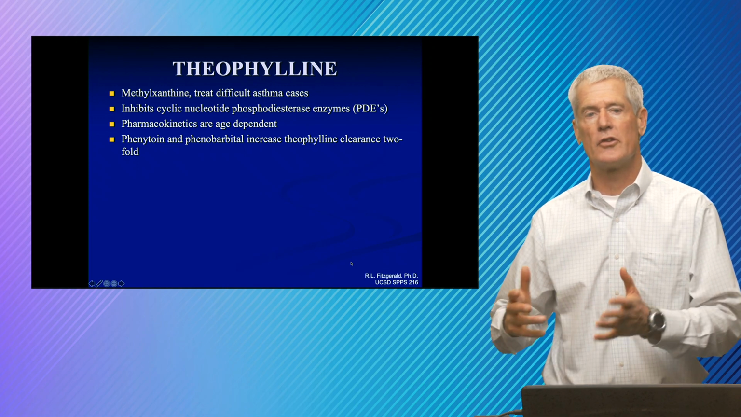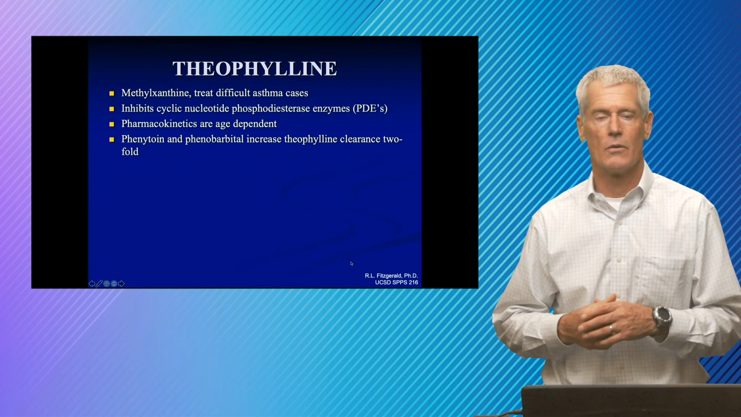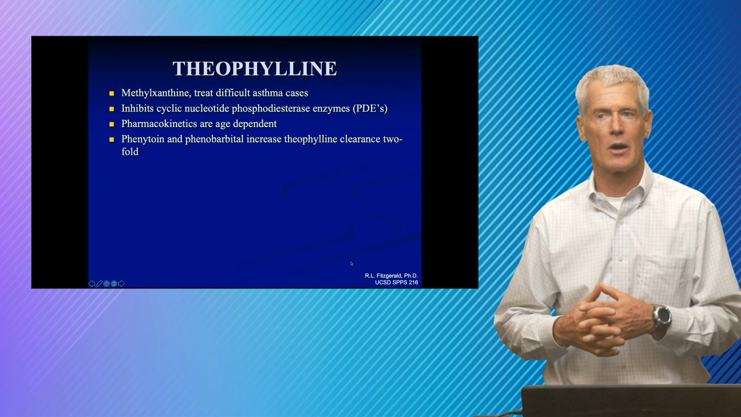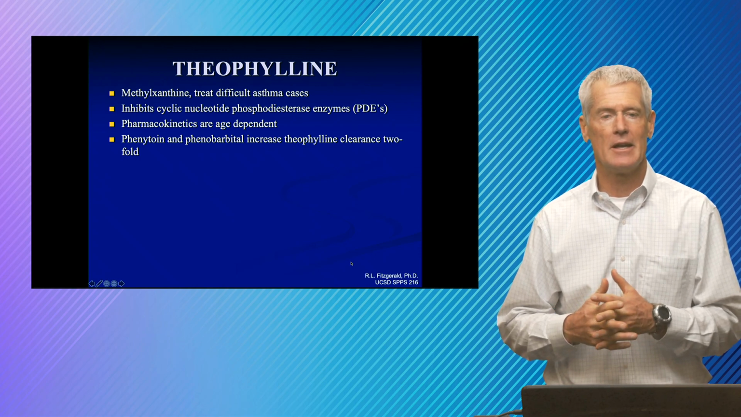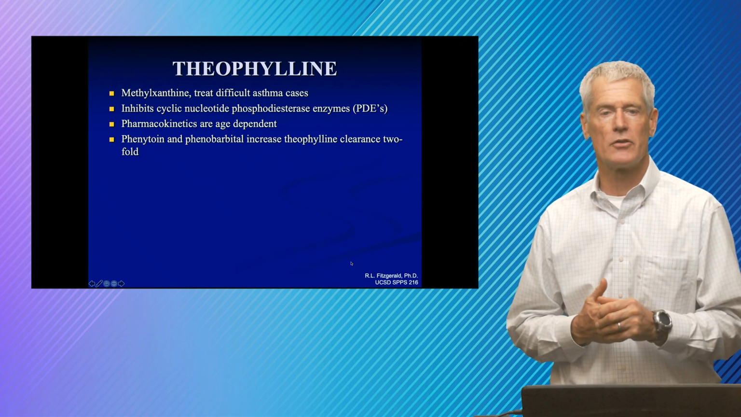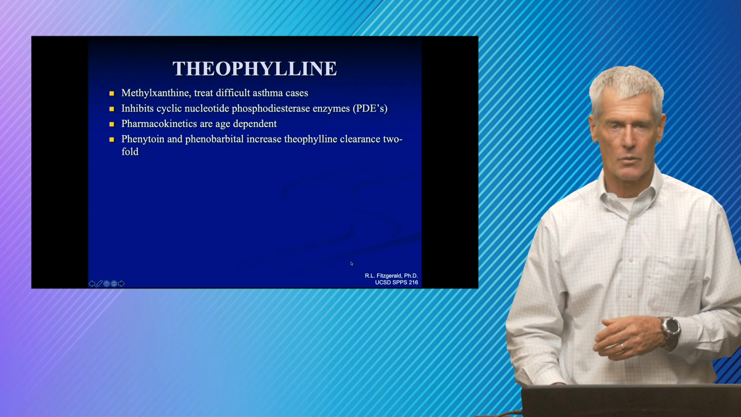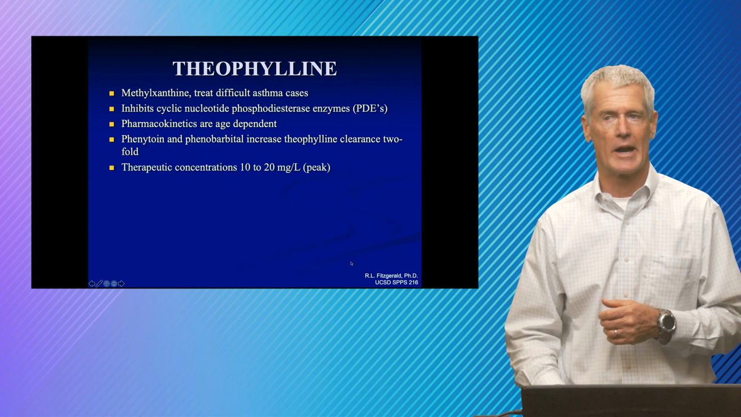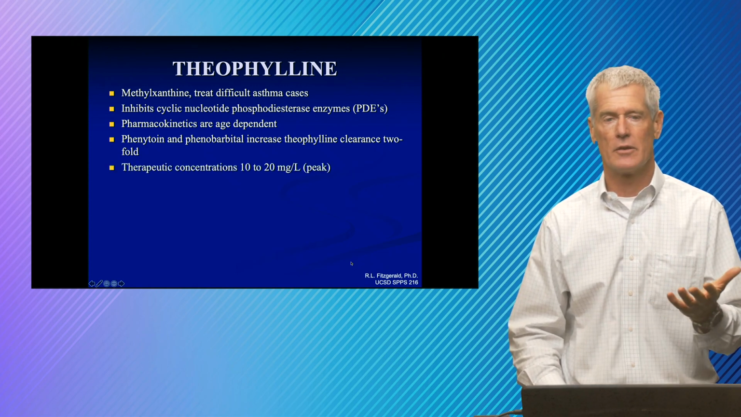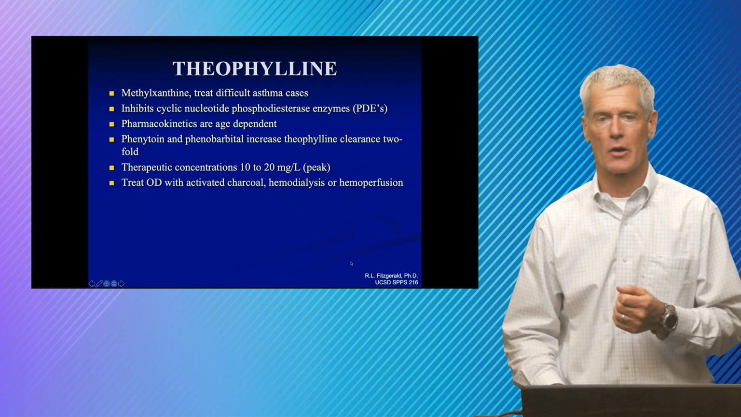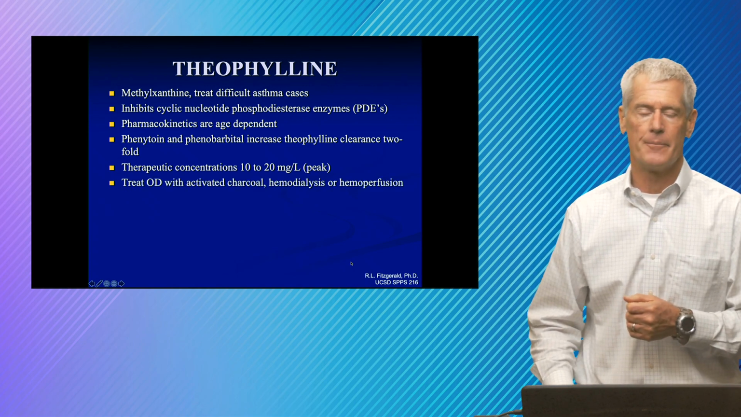It shares metabolic enzymes, so Dilantin and phenobarb induce metabolism, increasing the clearance by twofold, so that's huge. So TDM is useful if you're adding drugs. So as we said, it has a reasonably well-defined therapeutic range of 10 to 20.